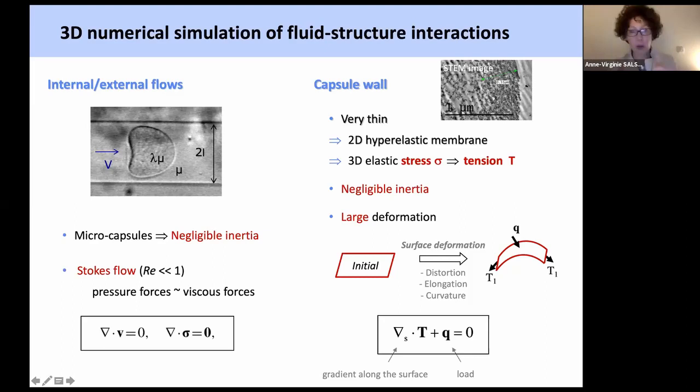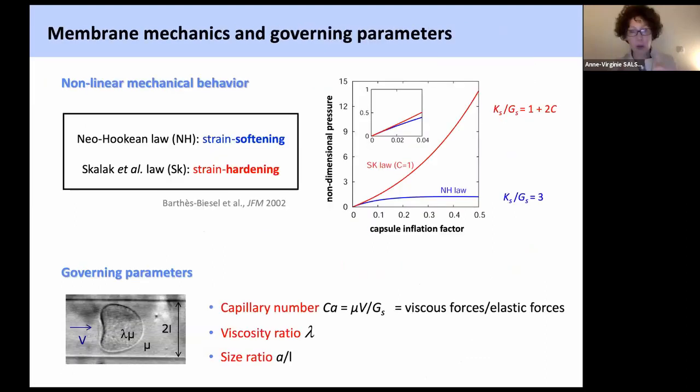Now, in terms of the governing parameters, we have three and a fourth one, which is the mechanical behavior of the wall. Of course, the wall follows a given constitutive law depending on its composition. There are two main laws that have been used in the literature. The first one is the neo-Hookean law, which is a special case of the Mooney-Rivlin equation, and it's easy to use for objects that are strain softening in terms of behavior.